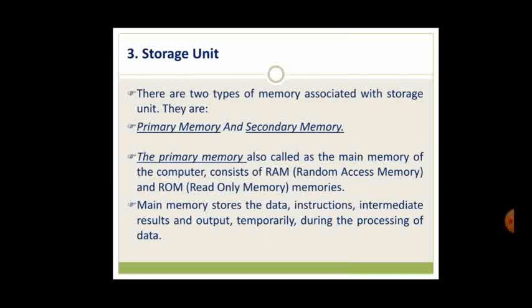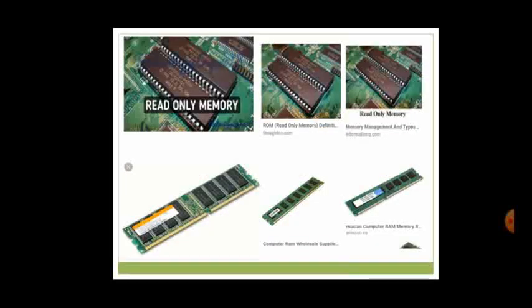So that is the primary memory. These memories will store instructions and intermediate results for a temporary duration. Okay. Here you can see two types of memory. One is read-only memory in the upper row, and in the lower row you can see a RAM memory.